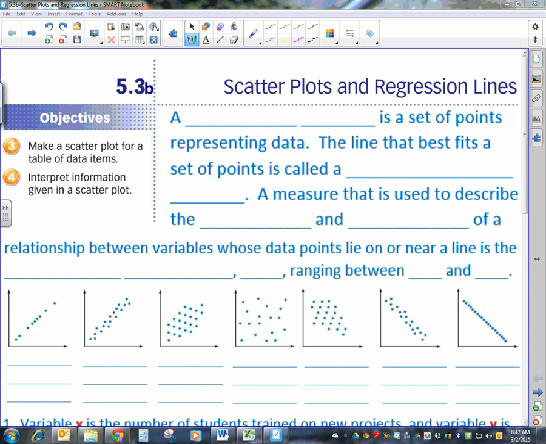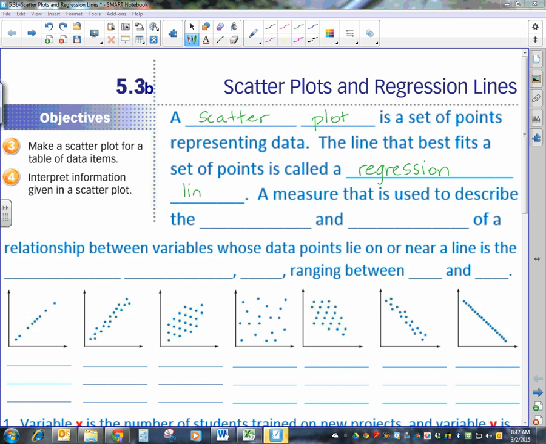Okay, today is our last section before our quiz and test, and we're going to talk about scatter plots and regression lines. So first off, I know that you've covered this before, so hopefully this should be just a quick review, but a scatter plot is a set of points representing data. The line that best fits a set of points, we're going to call a regression line.